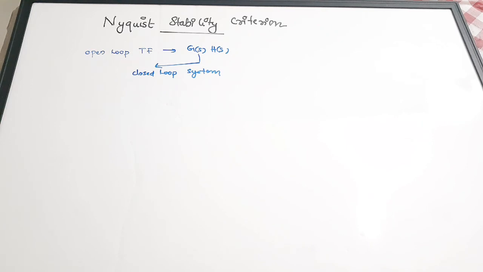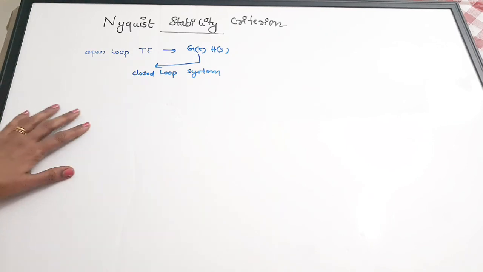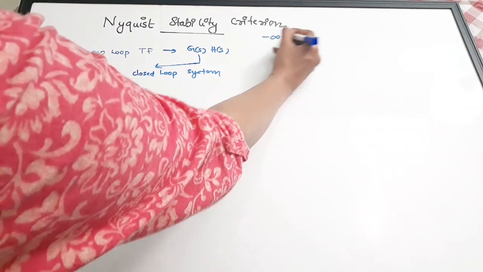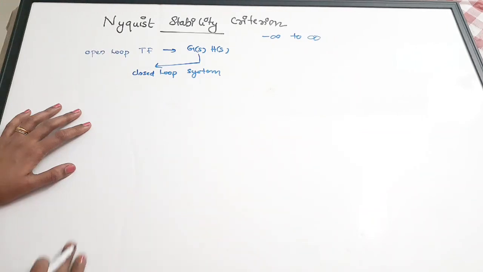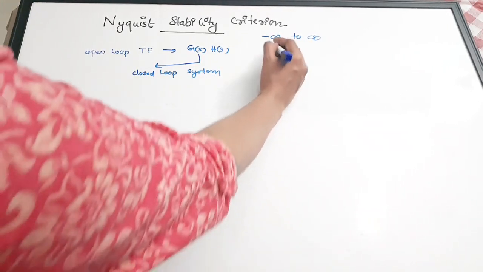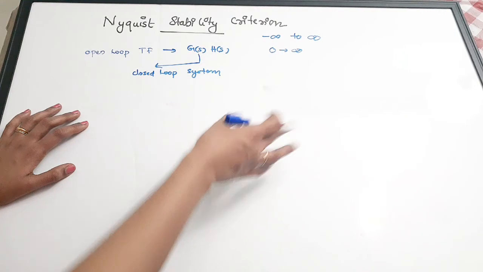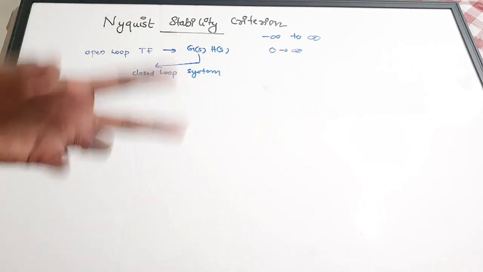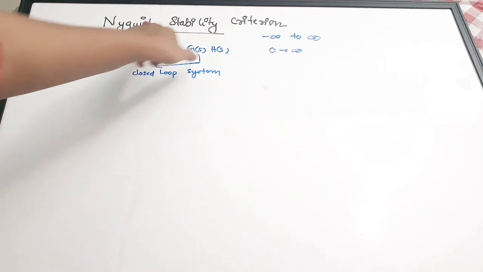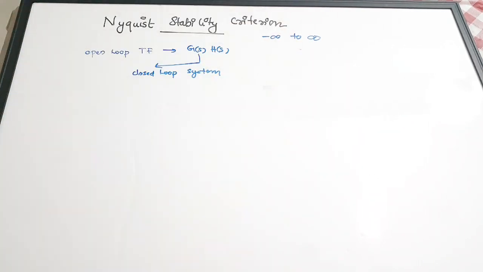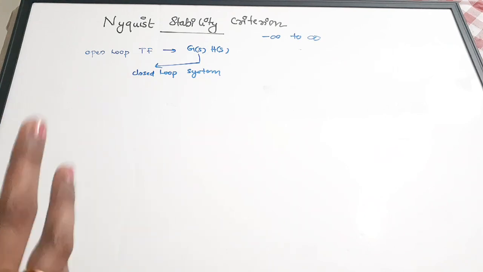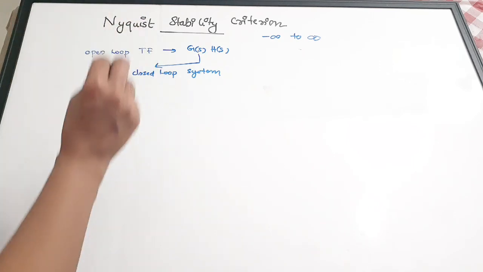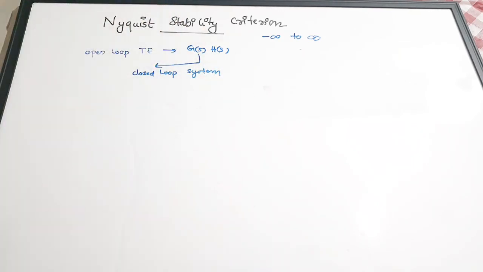And also you should know one more important thing: while plotting the Nyquist plot, you are going to plot from minus infinity to infinity, whereas in polar plots, you will be plotting only from 0 to infinity. Just for your information, I'm saying. Very soon we'll be doing a video on the comparison between Nyquist and polar plots. So for Nyquist plots, we'll be drawing from minus infinity to infinity. Now, how can we find the closed loop system stability from the open loop? Let us see first.